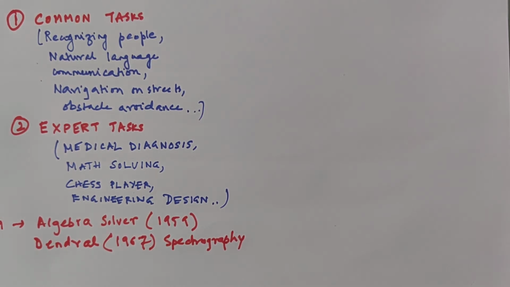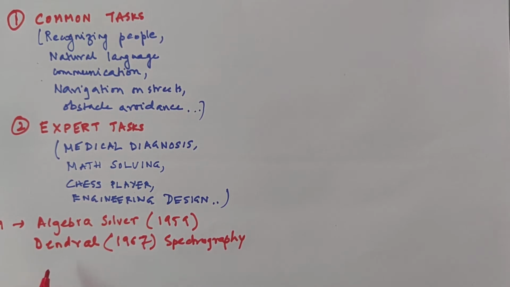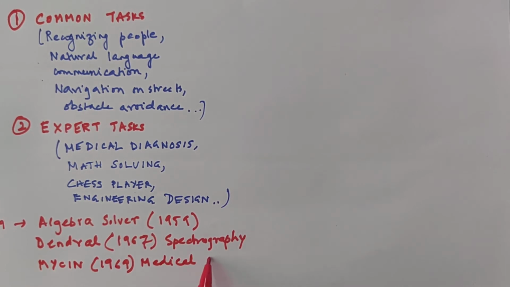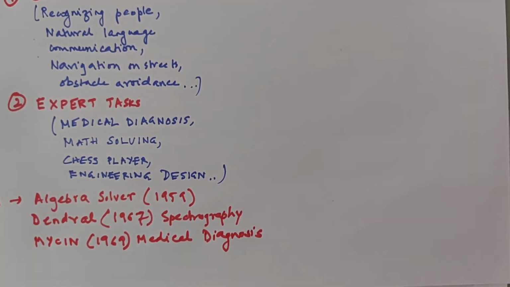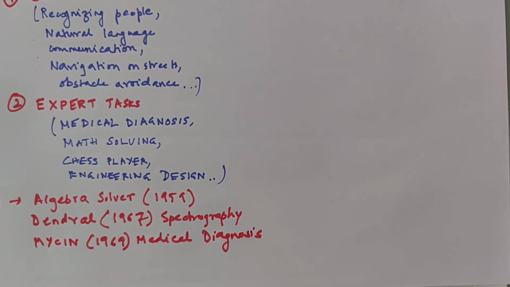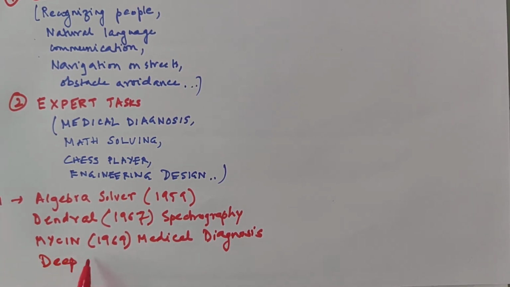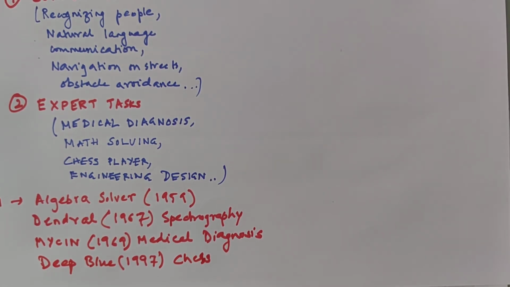In 1969, a system called Mycene was developed for medical diagnosis assistance. In 1997, Deep Blue, a program which beat Garry Kasparov in chess, was developed.